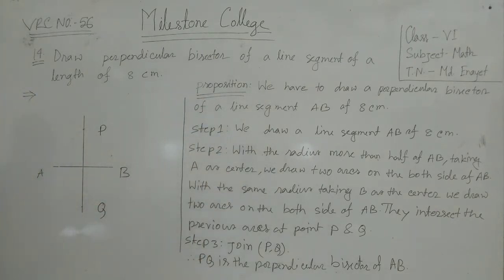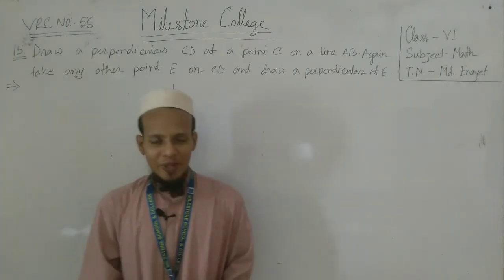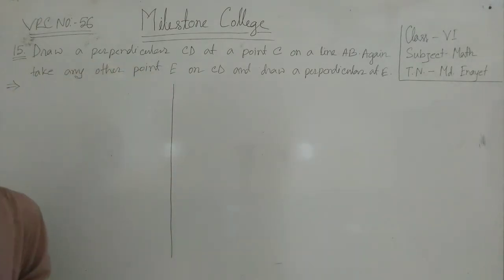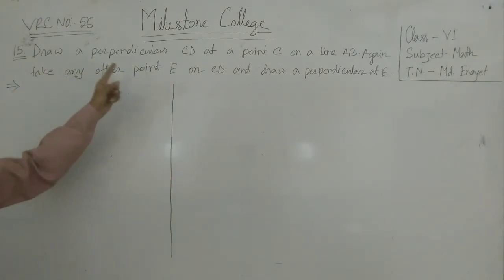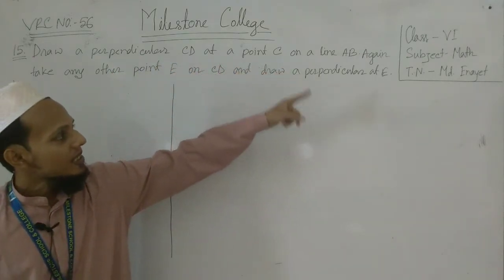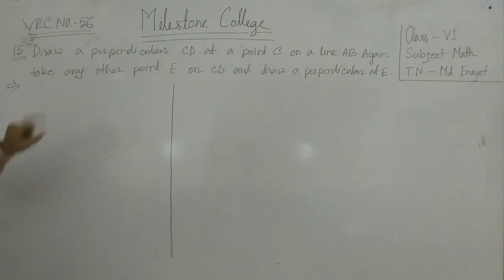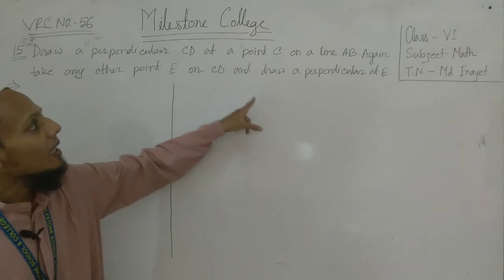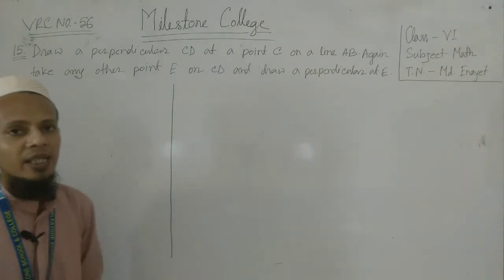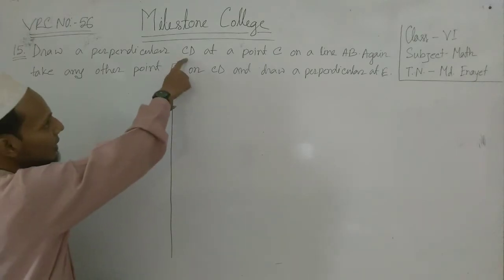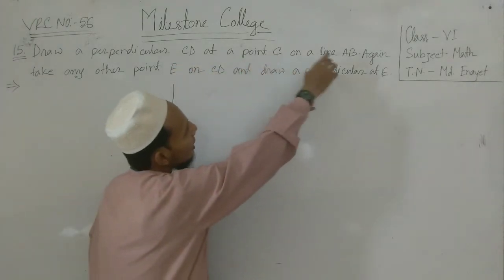Let us go for the next question, that is question number 15. Here the question is in front of you on the board. Draw a perpendicular CD at a point C on a line segment AB. Again, take any other point E on CD and draw a perpendicular at E. So, this is the question. At first, we have to draw a perpendicular CD at point C on a line AB.